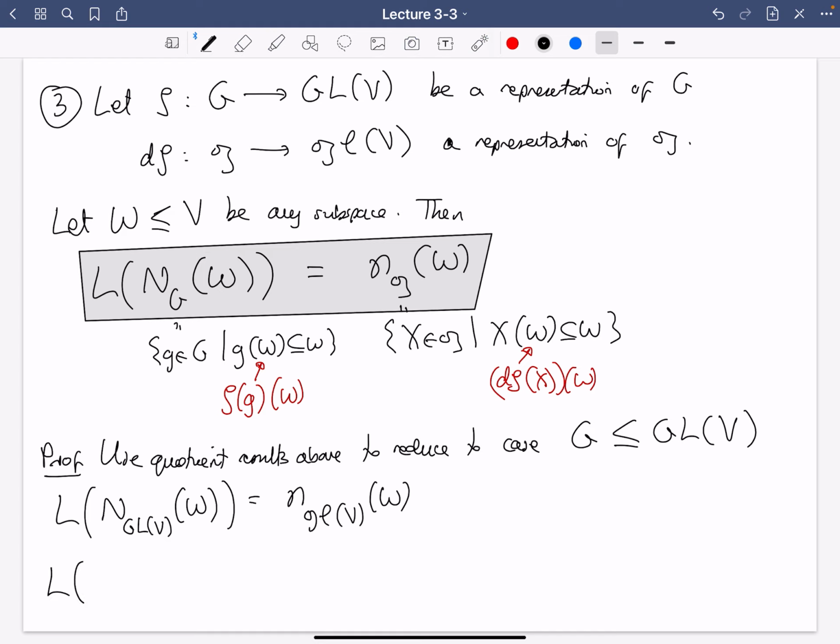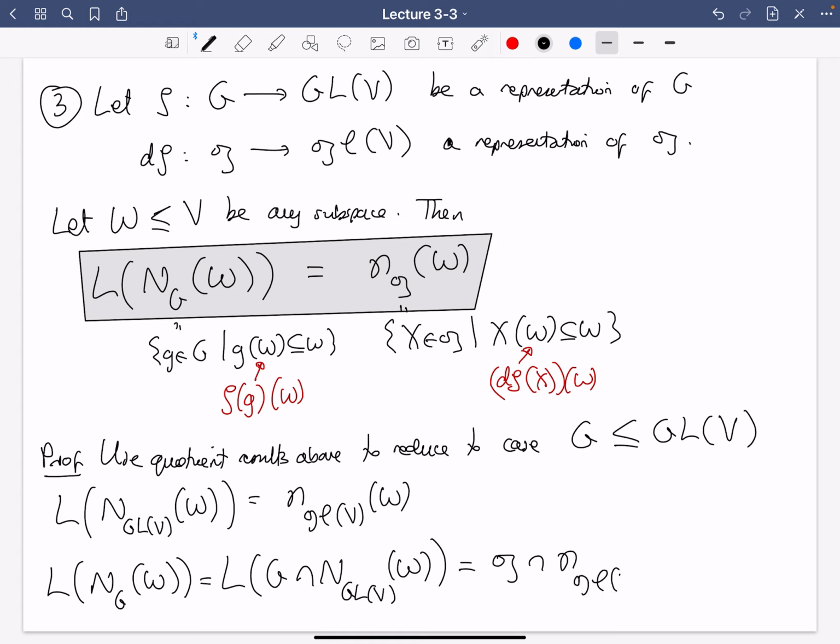But now the Lie algebra of the normalizer in the group G is just the group G intersected with the normalizer in GLV of W. And now you can use property 2, which says the Lie algebra of an intersection is the intersection of the Lie algebras, which is the Lie algebra of G intersected with the Lie algebra of the normalizer in GLV, which is the normalizer in GLV of W, and that is exactly the normalizer in G of W. Okay, so hopefully that made sense.